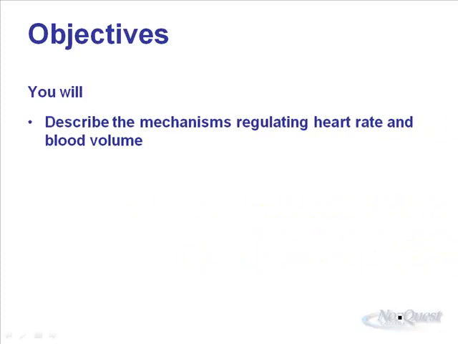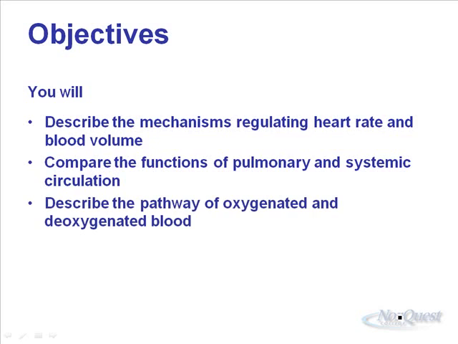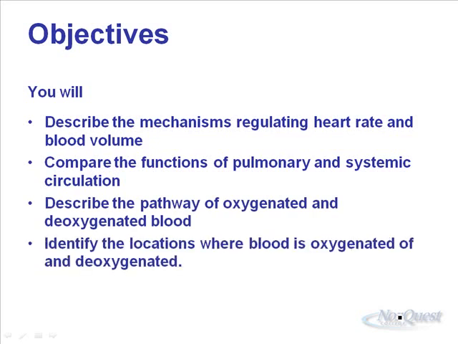By the end of this lecture, you'll be able to describe the mechanisms regulating heart rate and blood volume. You'll be able to compare the function of pulmonary and systemic circulation. You'll describe the pathway of oxygenated blood and deoxygenated blood, and you'll be able to identify the location where blood is oxygenated and deoxygenated. So where is it gaining oxygen and where is it losing that oxygen?